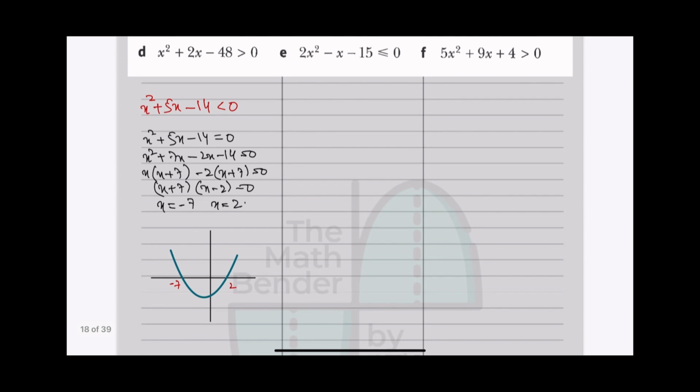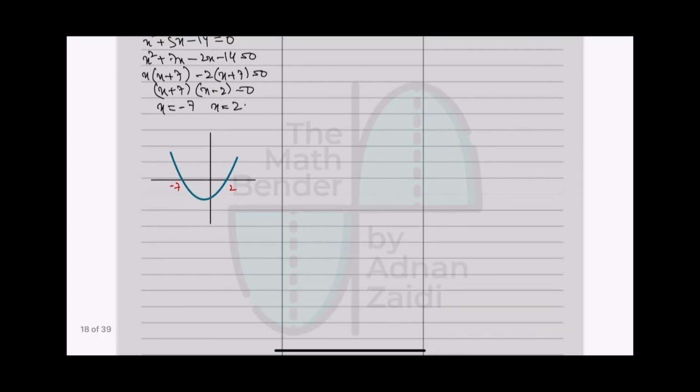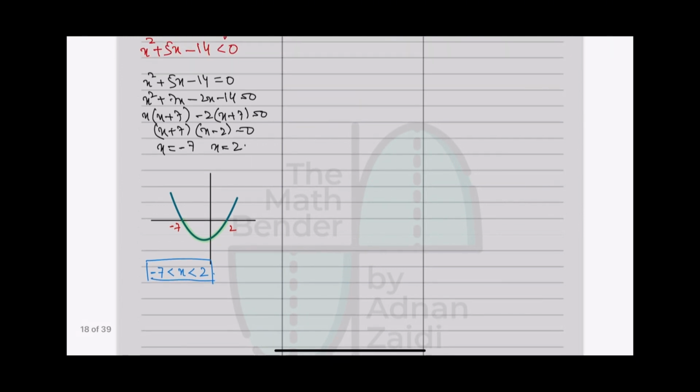Now you are to find where it is less than 0. So the curve is less than 0 here. As you can see, this is less than 0, below the line. So what are the values of x for which this curve is less than 0? You can straight away write down -7 < x < 2. These were the values of x for which the curve was below the line, or less than 0.